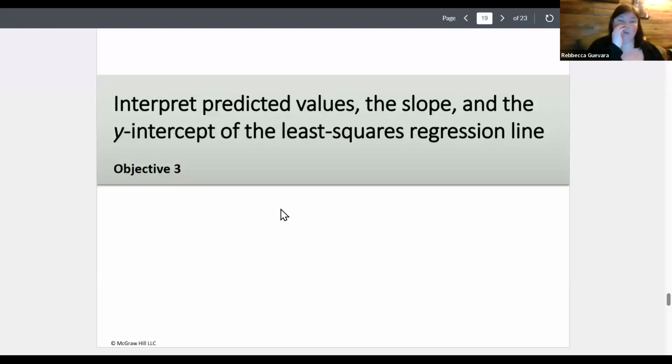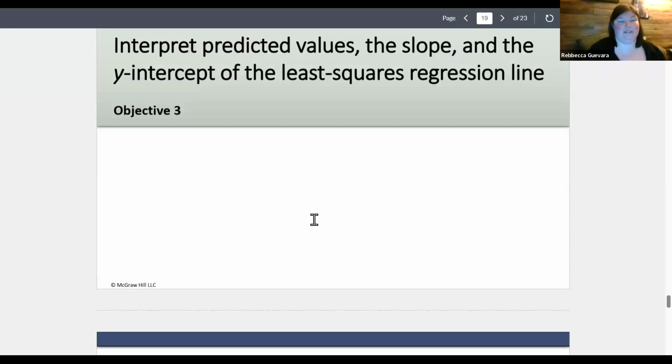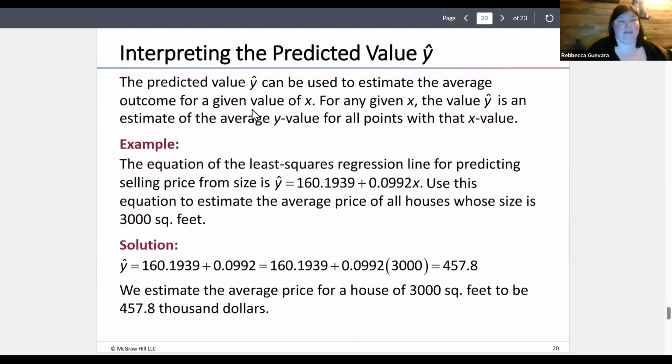Okay, so we're going to interpret predicted values, the slope, and the y-intercept of a least squares regression line. We're going to start talking about those predicted values. The predicted value y hat can be used to estimate the average outcome of a given value x.